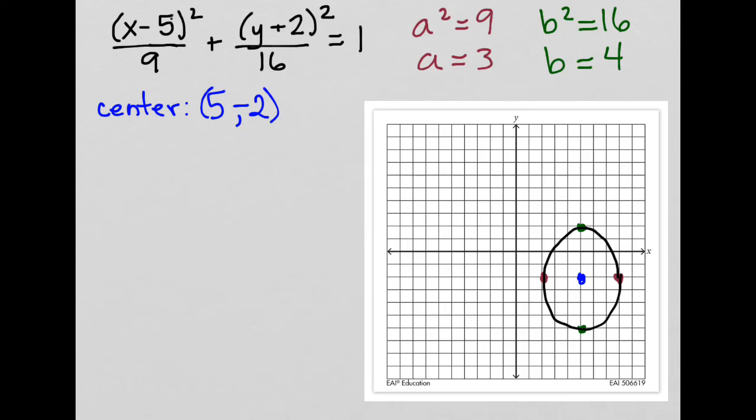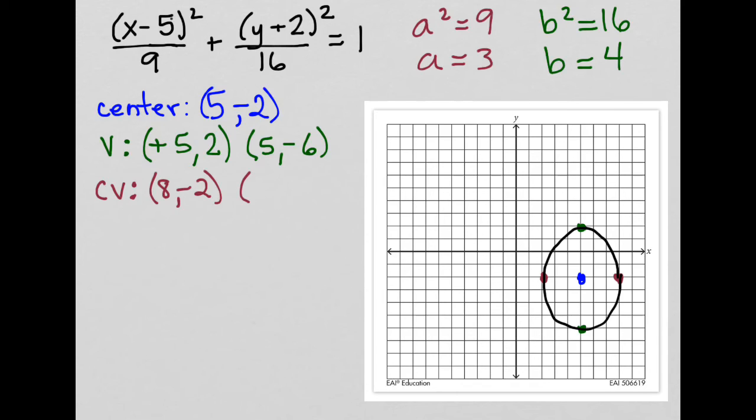Okay, there's our graph. And now we would need to identify which are the vertices and co-vertices. So since in this case the vertical radius is bigger than the horizontal, these green points are going to be our vertices. So our vertices will be 1, 2, 3, 4, 5, 2, yep, positive 5 and 2. And 5 and negative 1, 2, 3, 4, 5, 6. Okay. And then our co-vertices will be the red dots. So that's going to be 8 and negative 2, and 2 and negative 2. And there we have our characteristics.